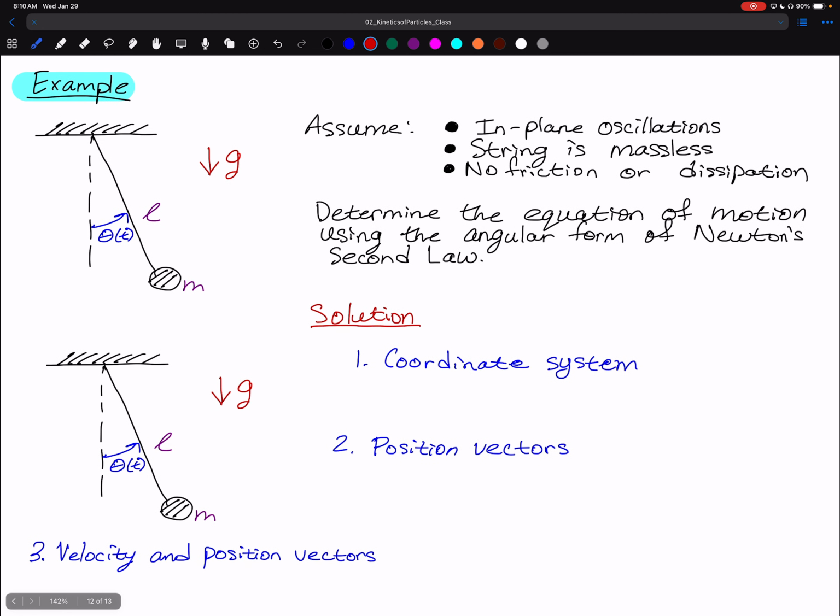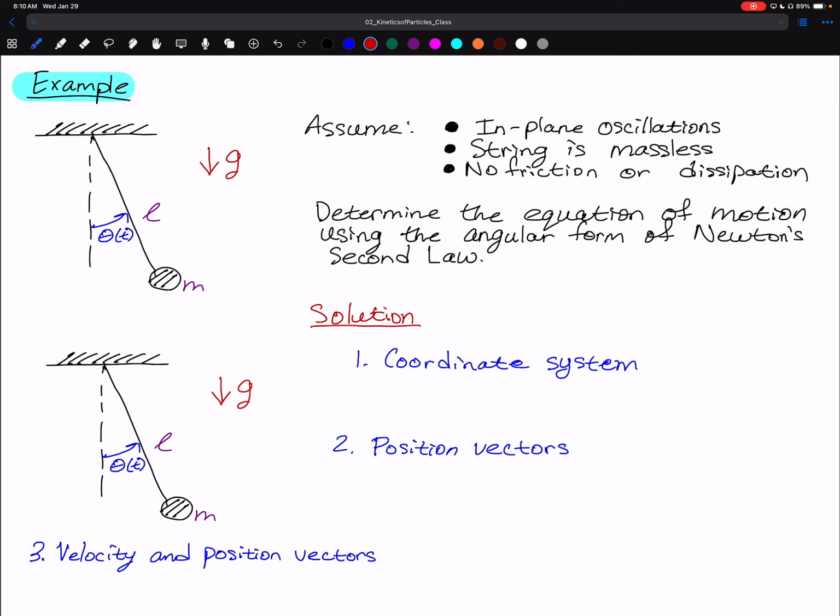Okay, if not, we're going to do a quick example and then we'll go on to doing the worksheet. So we're just going to apply this angular momentum theory, or the angular form of Newton's second law, to a pendulum. You've seen this before, or at least a form of a pendulum using the translational form of Newton's second law. We're going to do it for the angular form. We're going to assume in-plane oscillations, that the string is massless and also inextensible. There's no friction or dissipation, so no air resistance or anything like that. No friction where that string is connected. And we're going to determine the equation of motion using the angular form of Newton's second law.